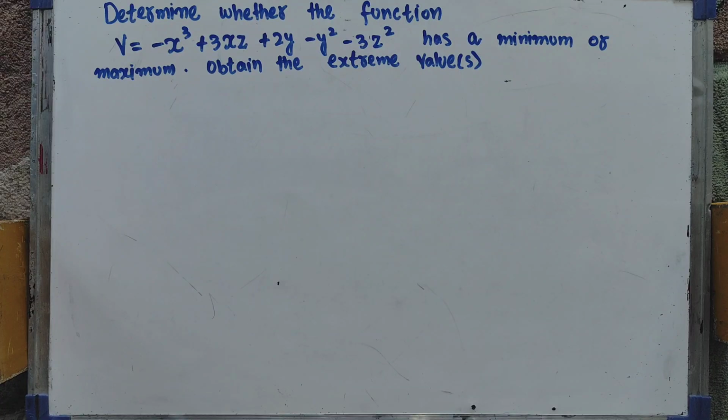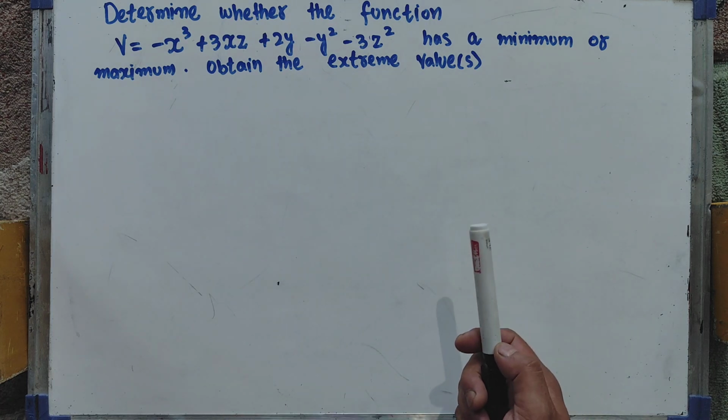In this video, we will learn how to find out the maximum or minimum of a multivariate function and how to use the Hessian matrix in checking the second order condition for minimum or maximum.